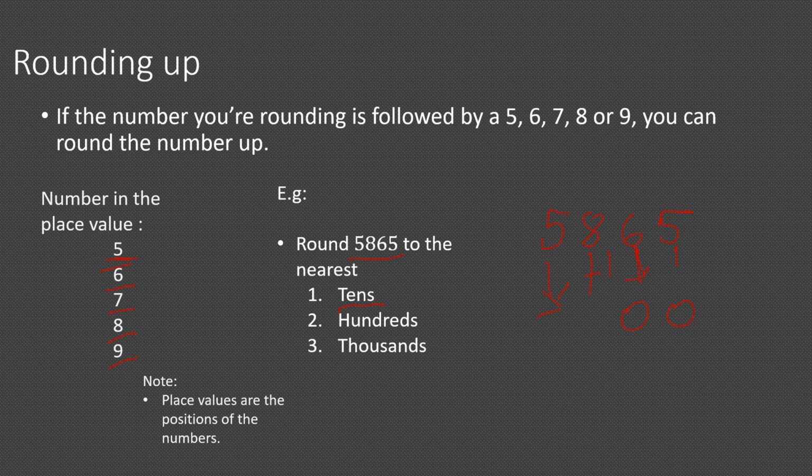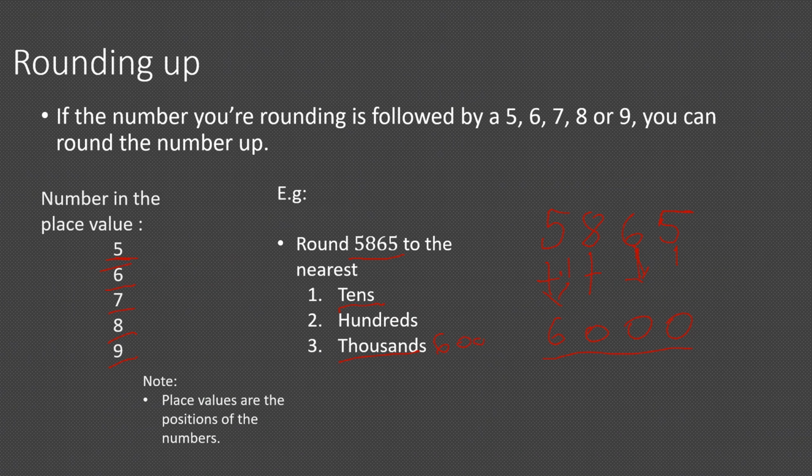Once we're done rounding up, something to remember is that the numbers that follow that place value have to turn to 0. The last example: round 5,865 to the nearest thousand. Thousands has the place value of 5, and we look at the number that follows it, which is 8. 8 is in the range where we can round up. So we add 1 to the 5, which turns it into 6. The 8, 6 and 5 all turn into 0. So 5,865 rounded to the nearest thousand becomes 6,000.